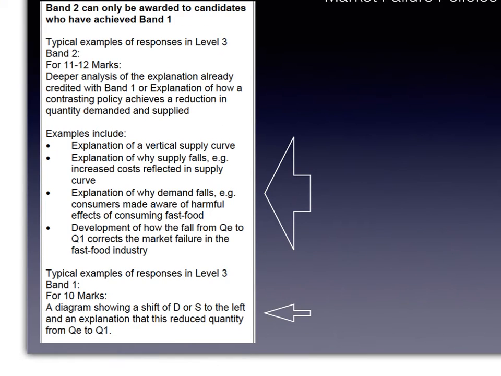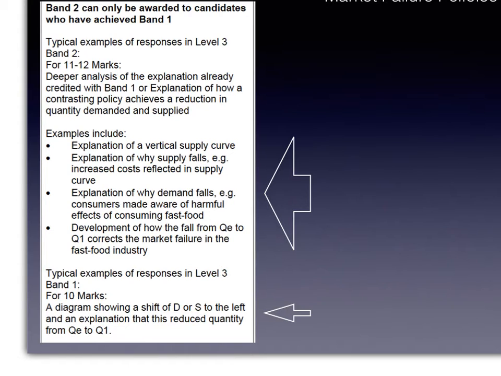This one here is a question about regulation being the solution to the problem. And again, let's start with band 1. If you have a diagram just showing a shift of the demand or the supply, you can do either of that with regulation to the left, and then you say this reduces the quantity traded in the marketplace, you only get to band 1.